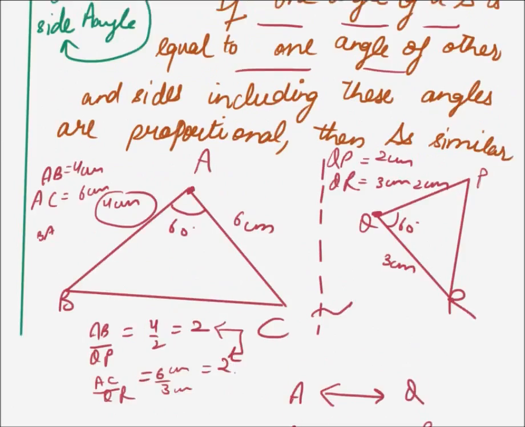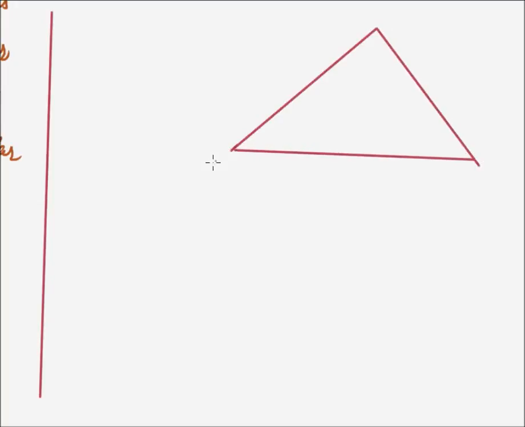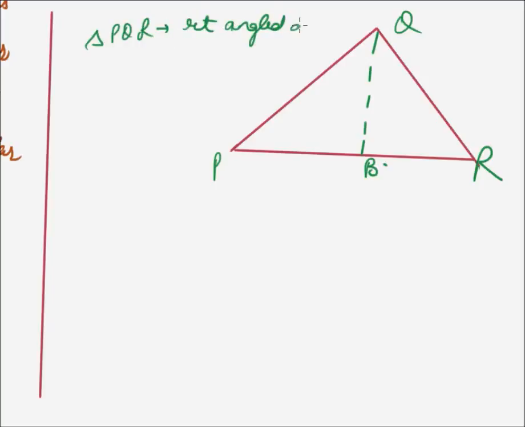So friends, these were some criteria on similarity of triangles. There is also a concept called similarity of triangles formed by an altitude on a right angle. This is a rarely used concept, but let us discuss this concept. The concept says if we have a triangle, say PQR, and a perpendicular be drawn on PR at B, and triangle PQR is right angled at Q, and we have drawn a perpendicular QB.